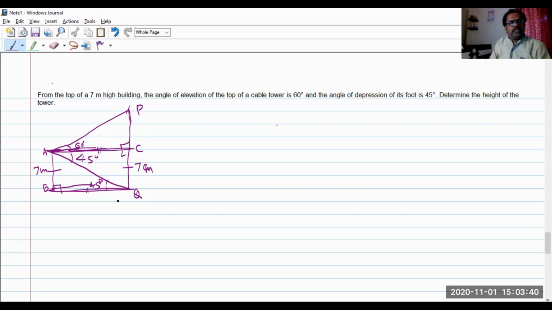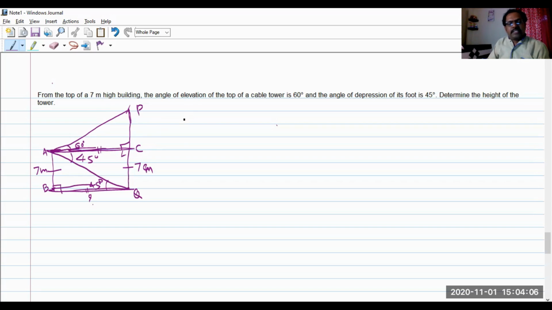So now this one is 7 meters. Can you find BQ first? Here we need to find PC only. Once we get PC, we can find PQ by just adding PC with QC, which will give us the height of the tower. So those are the steps we need to follow here. First we will find BQ in the triangle ABQ.